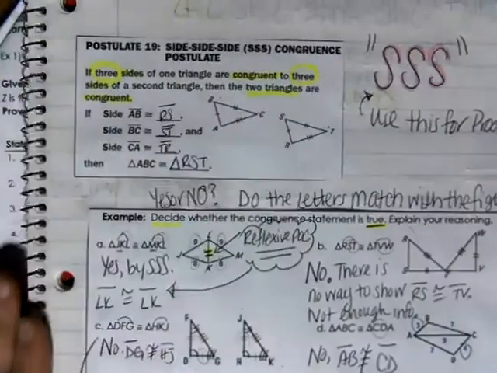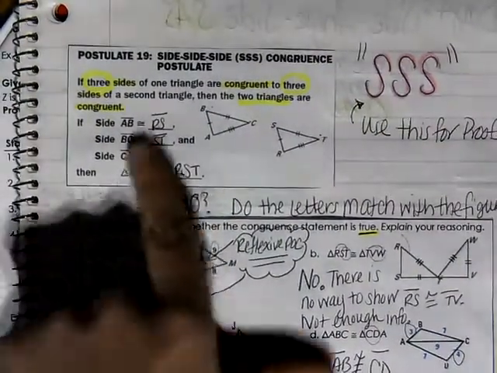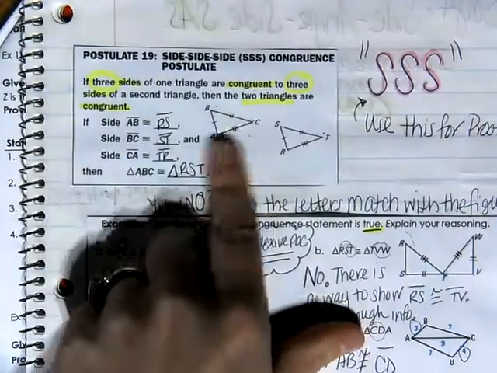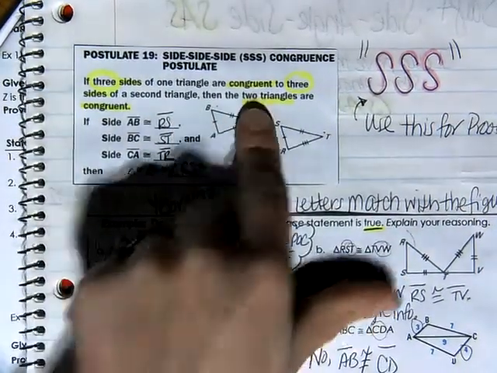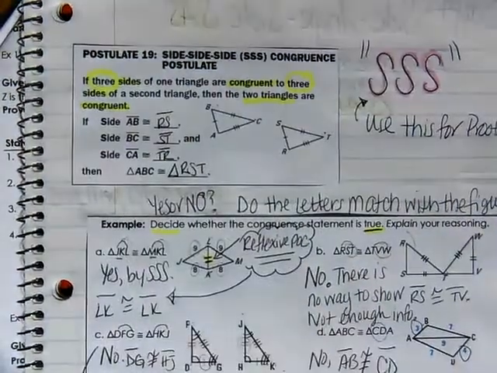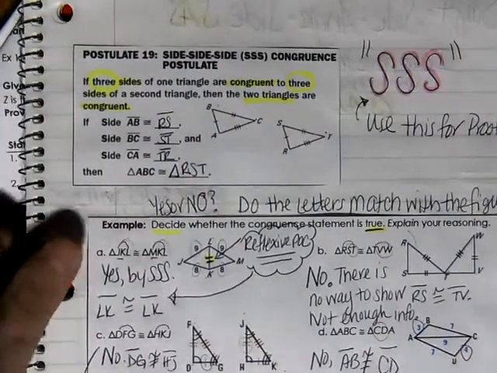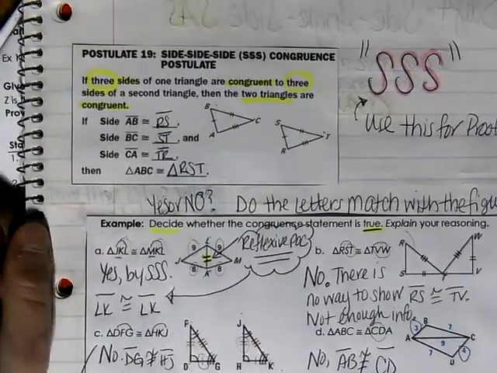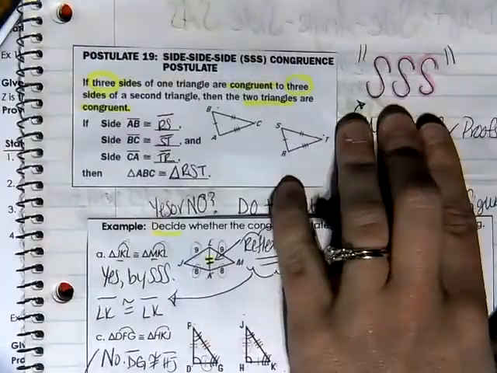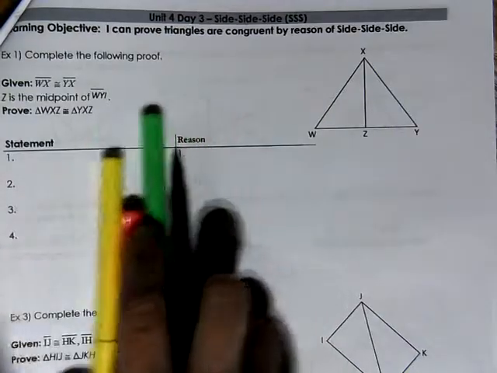So to recap on side, if you can show that 3 sides of one triangle are congruent to 3 sides of another triangle, then you can prove that the 2 triangles are congruent by side, otherwise called SSS. So that's exactly what we're going to do here in this proof.